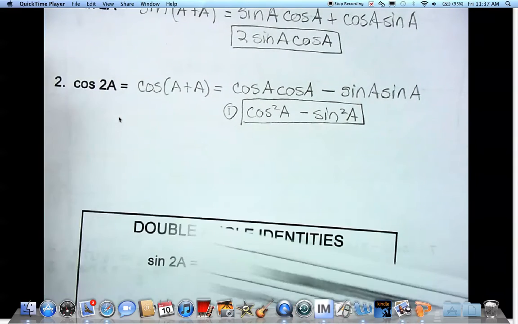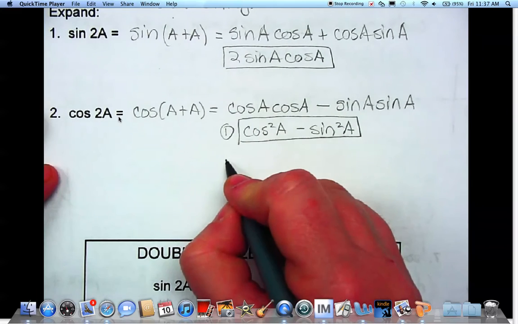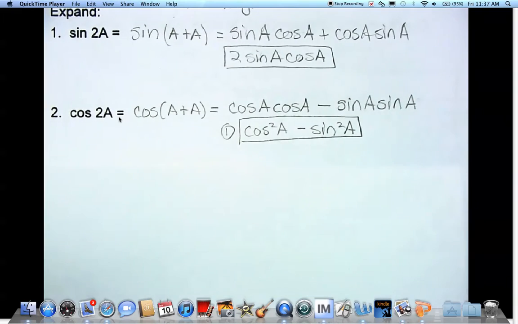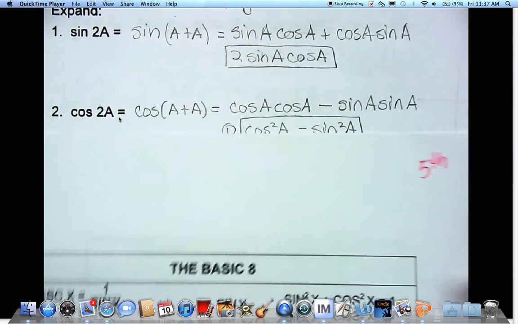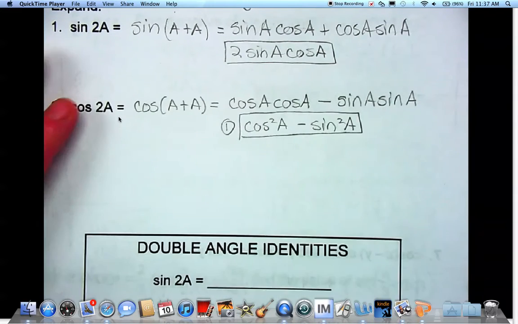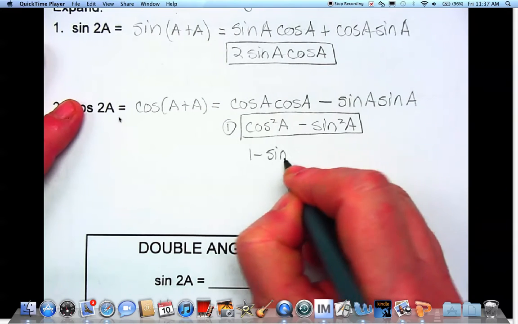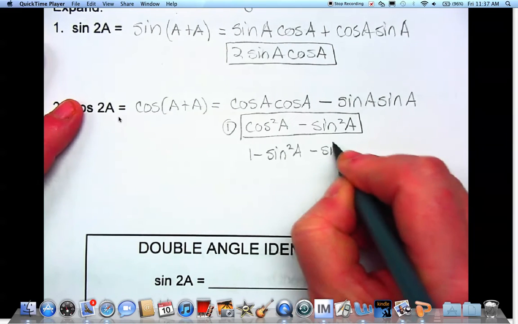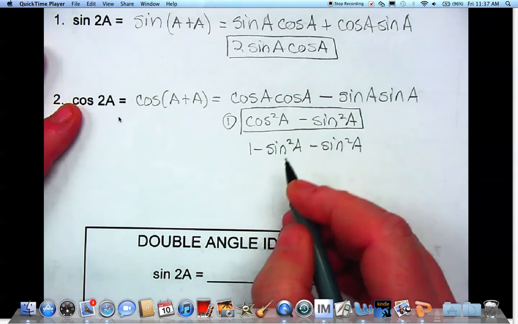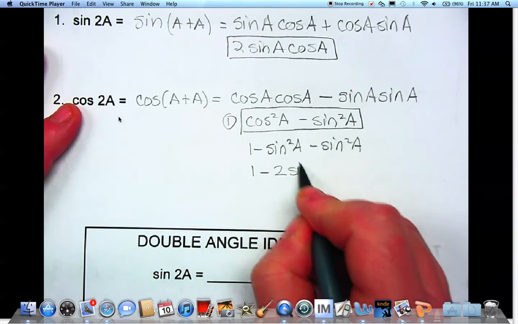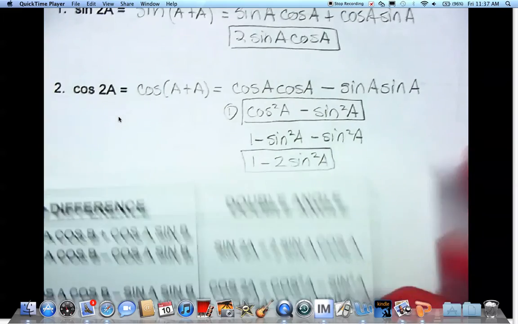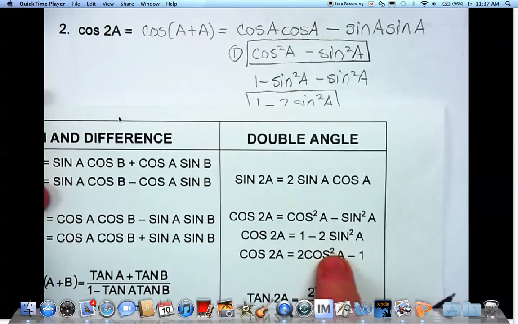Now, we can get 2 more out of this by substituting. What could we put for cosine squared a? Remember that? 1 minus sine squared a, right? So we'll substitute 1 minus sine squared a, minus sine squared a. So now we have 2 sine squared a's. We can add those together and get 1 minus 2 sine squared a. And that's one of them right here.